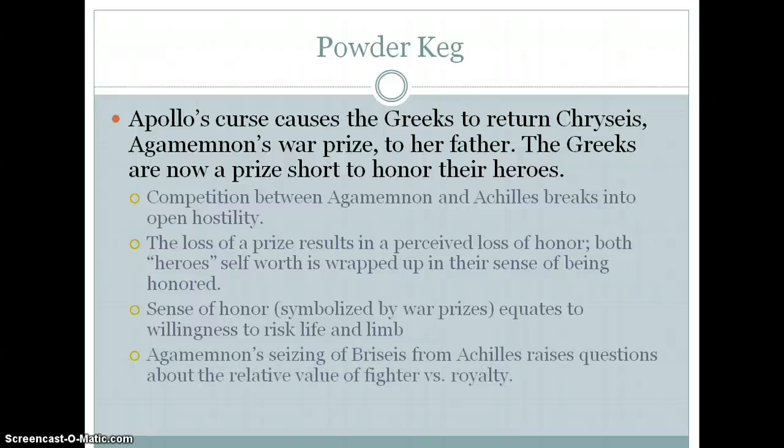Agamemnon's taking of Briseis from Achilles will raise the questions about the relative value of a fighter versus royalty. Is a warrior more important in heroic society than a king and a commander? These are all things to consider.